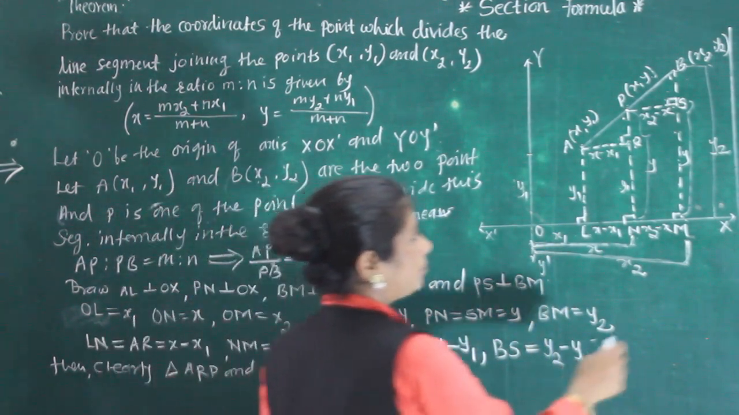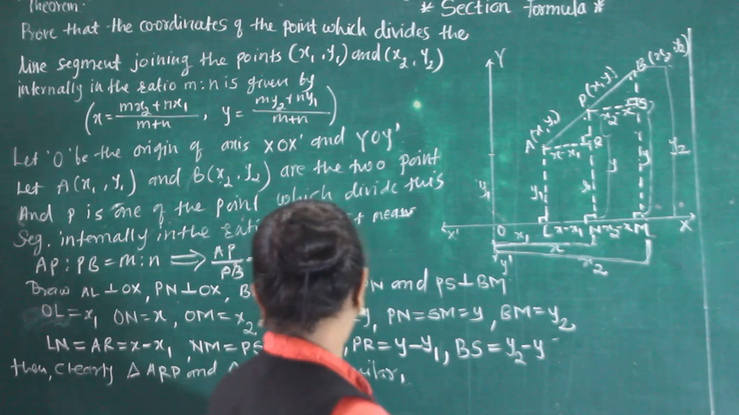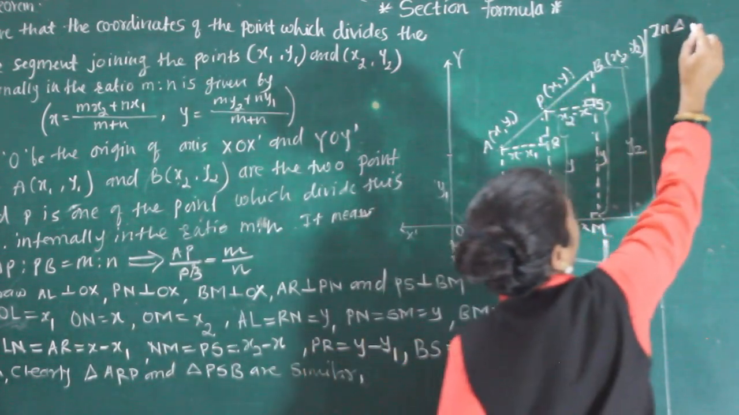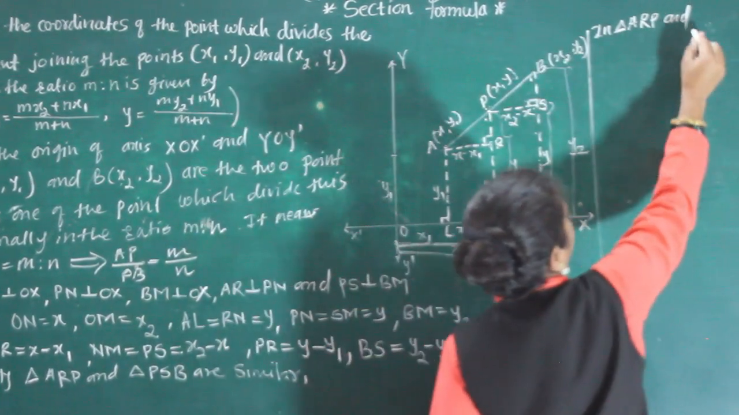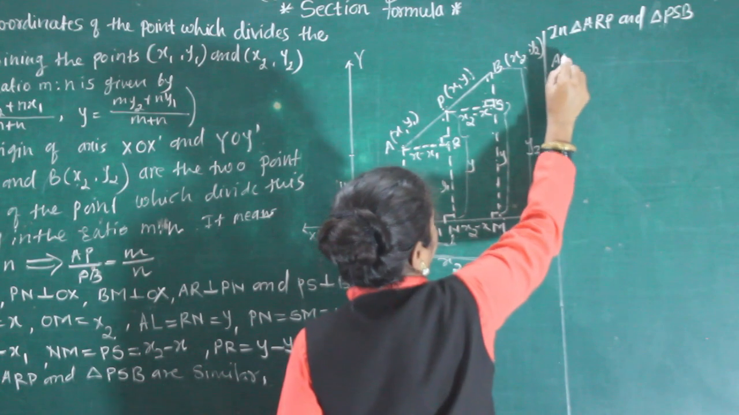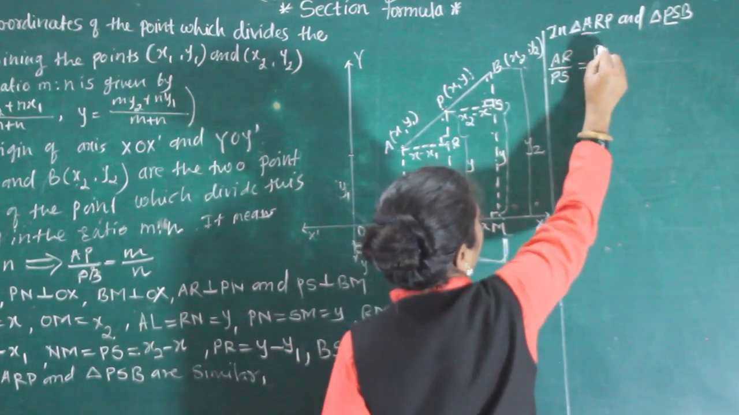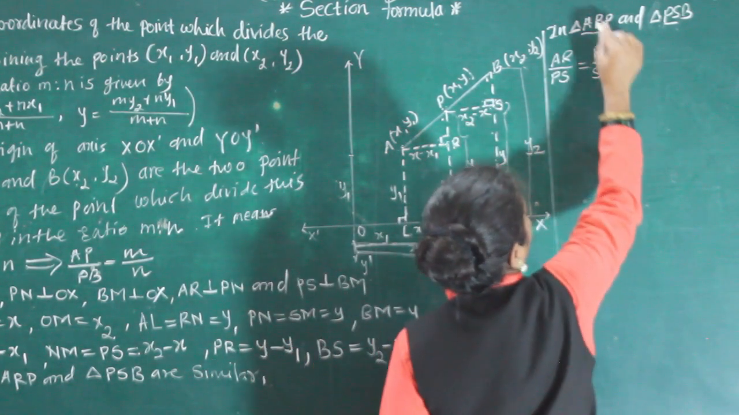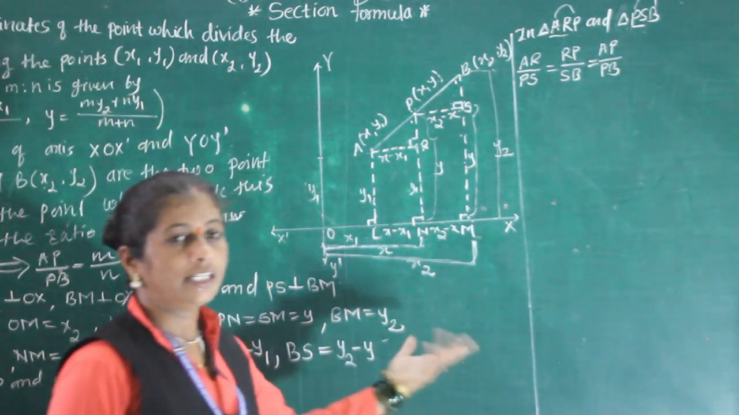So we can write here, triangle ARP with triangle PSB. AR upon PS equals RP upon SB, equals AP upon PB. Understood? That is how to write the ratio of their sides.